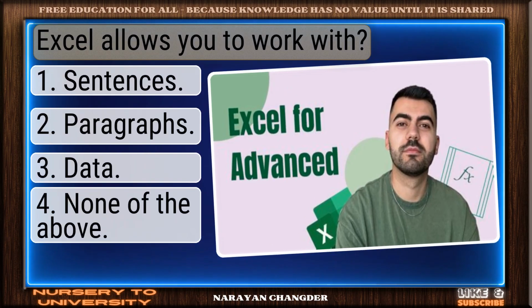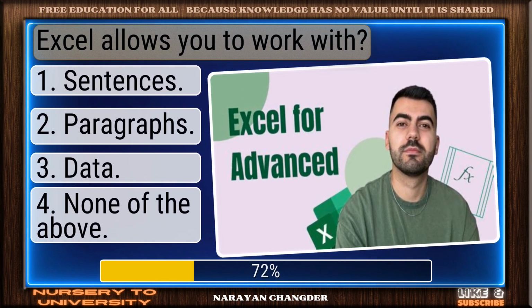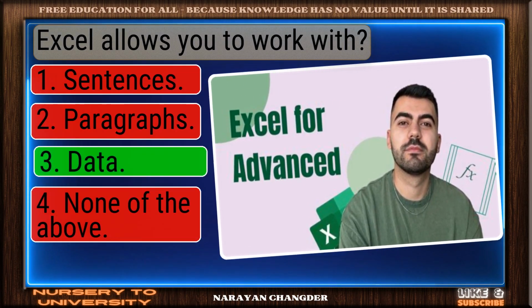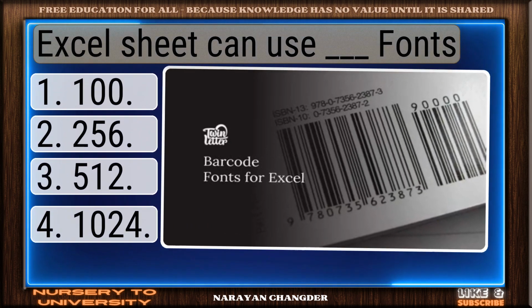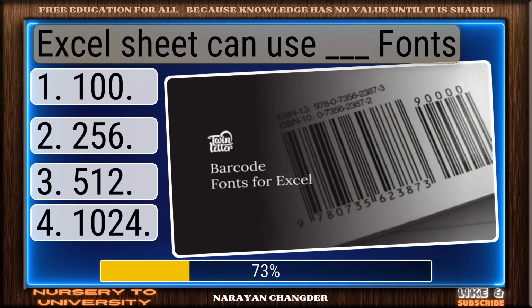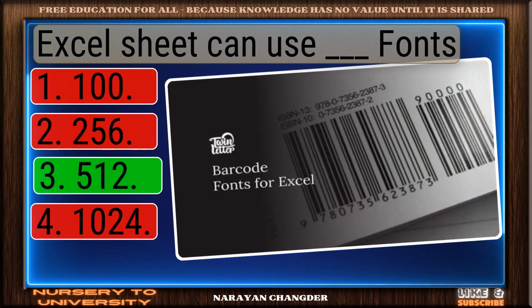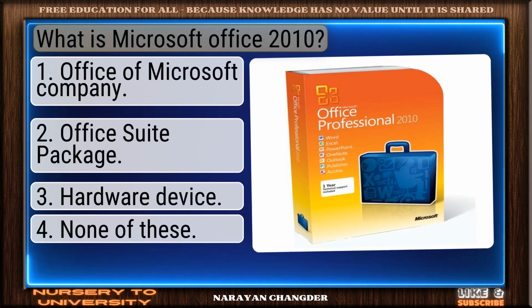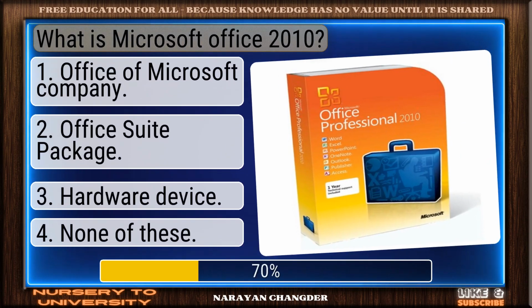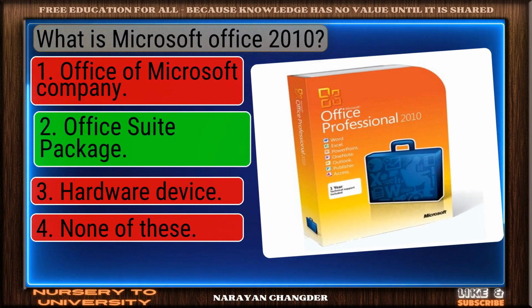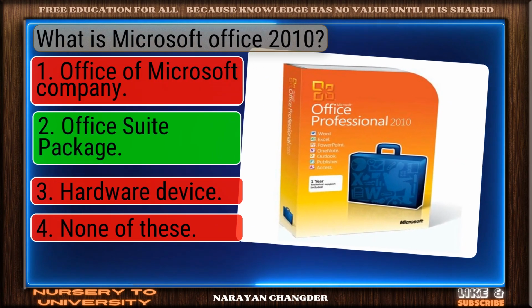Excel allows you to work with. On track. Data is the correct answer. Excel sheet can use dash of fonts. Smart Pick 512 is the correct choice. What is Microsoft Office 2010? Right again. Office Suite Package is a valid answer.